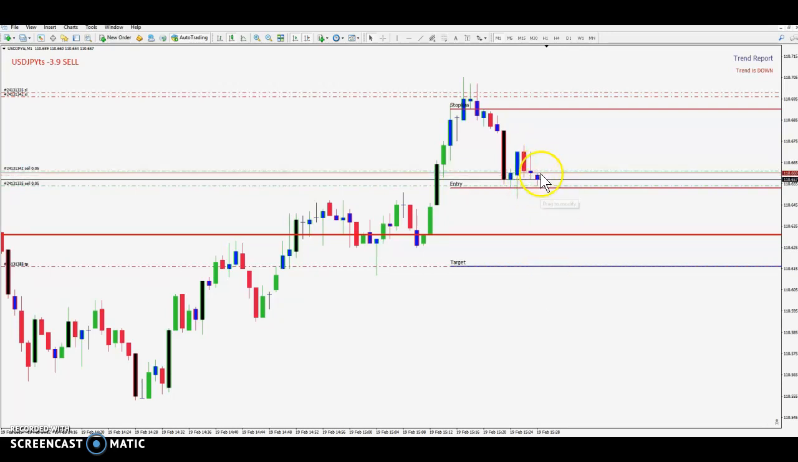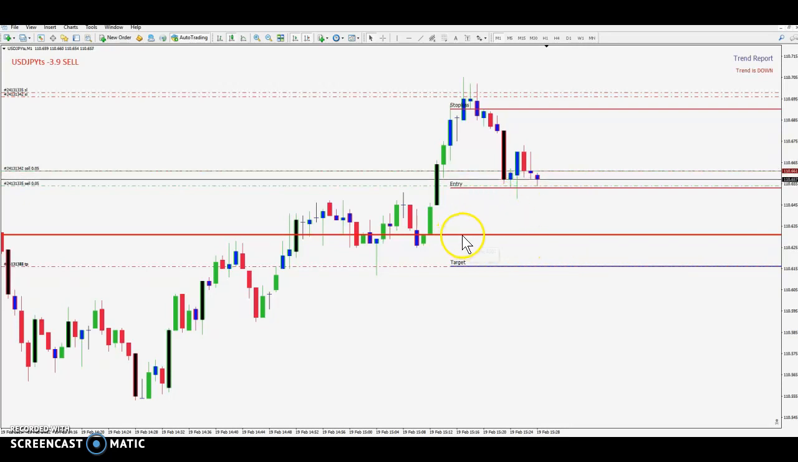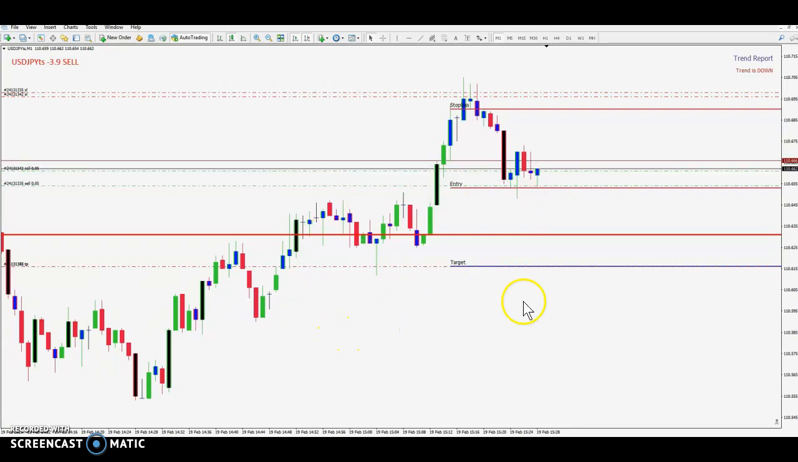Obviously you don't want to keep them too close together because it has the possibility of reversing and stopping you out. Okay, so while this trade is playing out, I'm just going to pause the video. I'm not going to sit here watching it.